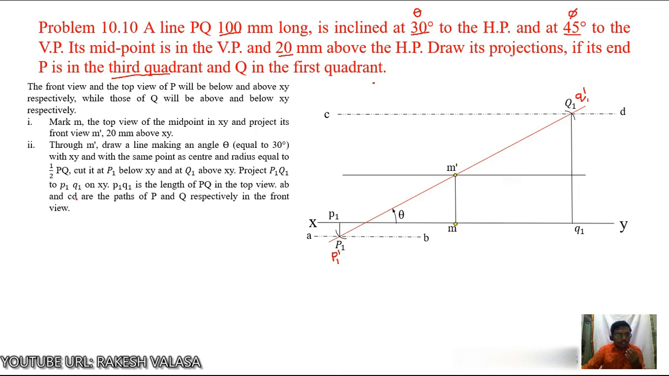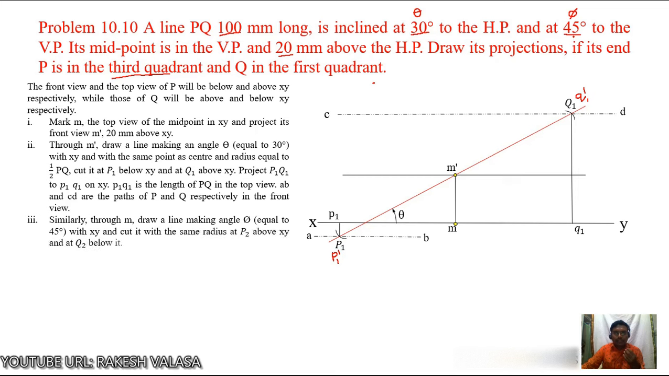Next, AB and CD are the paths of P and Q respectively. You can see this is the path of P and Q. AB is one locus line and CD is also one locus line. Similarly, you have to construct the line that makes 45 degrees to the VP.